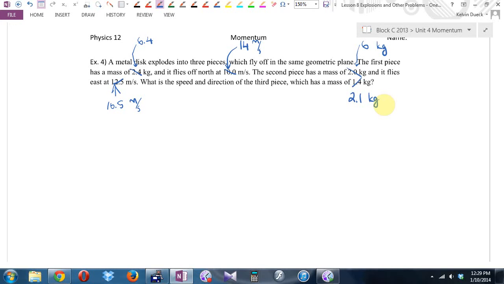So just because it's an explosion doesn't mean it has to happen fast. What I really mean by an explosion is your initial momentum is 0, which logically means that your final momentum also has to be 0. Really? So this is a job for conservation of momentum.